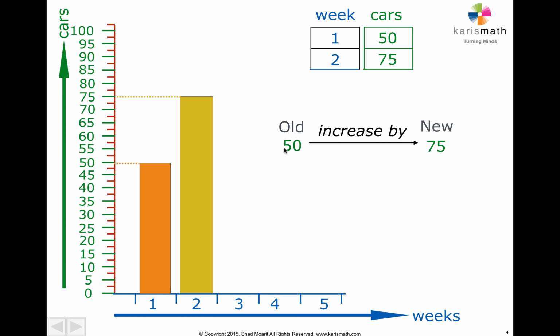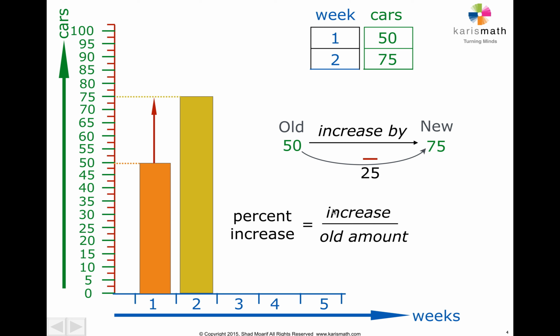If you want to show the increase as a difference, that's 75 minus 50, which is 25. So the actual increase is 25, but by what percentage of the original, which means what fraction of the original is that? The original, or the old one, was 50. So you take 25, the increase, over the old amount, which is 50, and turn that into a percentage. And of course, you get 50%. So over the first week, he showed a 50% increase in his sales.